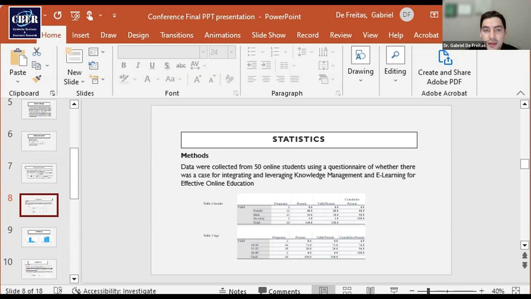As we can see in table two, 44% of participants were female, 50% of participants were male, and 2% of the participants didn't provide an entry on their gender. In table three, 72% of participants were between the ages of 18 and 30, 20% were between the ages of 31 and 35, and 4% were older than 35 years of age.